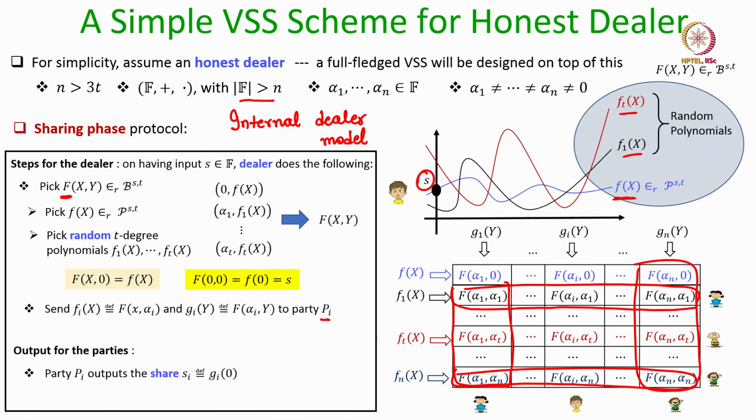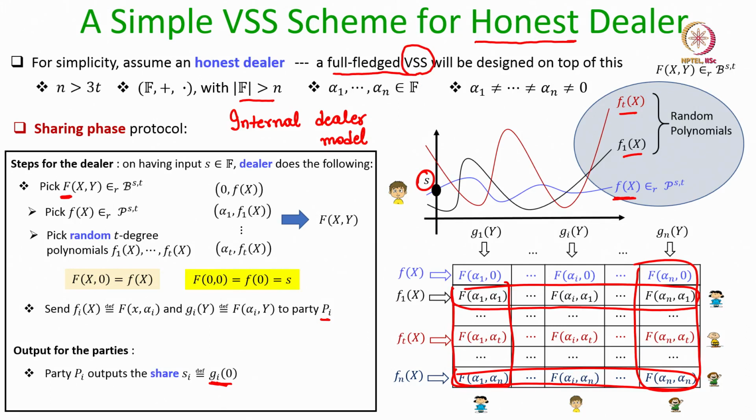Now, what will be the output of the party? The output for each party will be the ith column polynomial, which it has obtained from the dealer, evaluated at 0. That is actually the share, but apart from this share, the dealer has given a lot of other information to the respective parties. For the case of an honest dealer, this auxiliary information may not be necessary, but as I said, later on we will design a full-fledged VSS to deal even with a potentially corrupt dealer on top of this simple protocol.